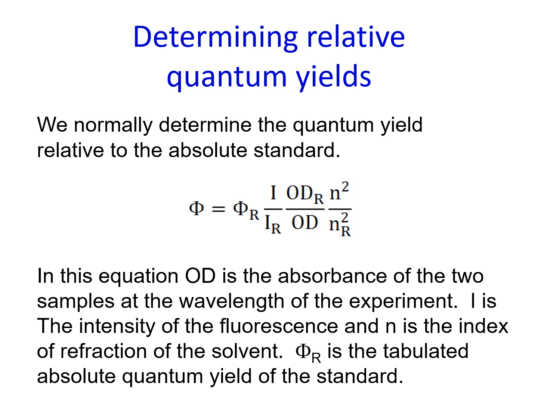Because if one molecule absorbs more than another, it will be promoted to the excited state more efficiently. Finally, if the solvents are different, then you have to use the index of refraction squared ratio here. But of course, usually the solvents are the same, and so this correction does not apply. This simple formula allows you to calculate a quantum yield from a known standard. Phi r are the tabulated absolute quantum yield standards shown on the next slide.